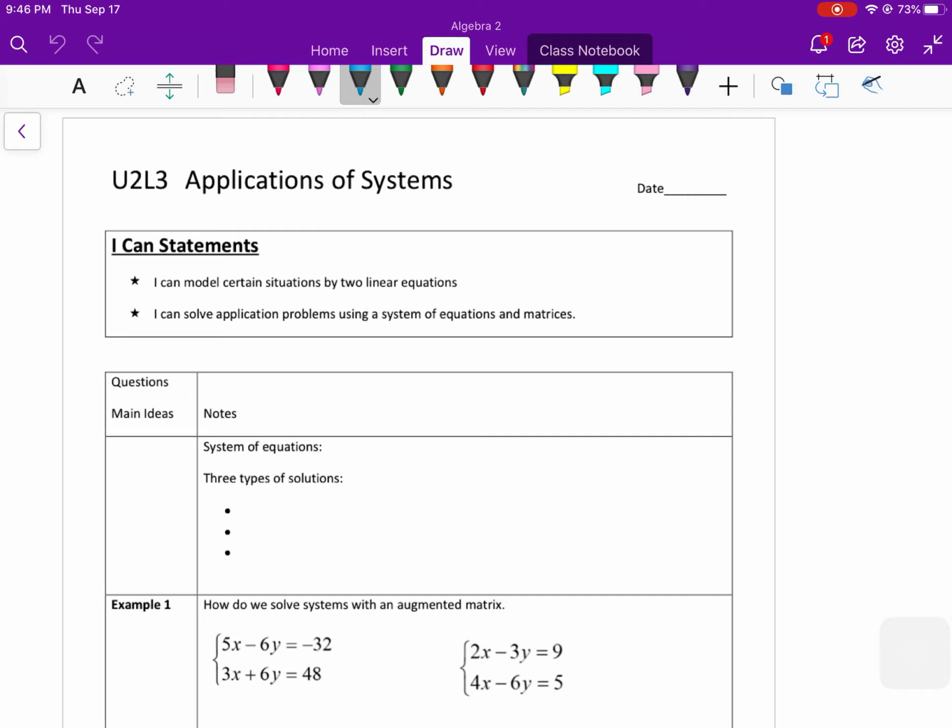So systems of equations are when you have basically one or more equations, two variables and two unknowns, three variables and three unknowns. There's three types of solutions when you're solving a system of equations. You either have one solution, which means you get an XY value, that's your answer. You can have no solution or many solutions.